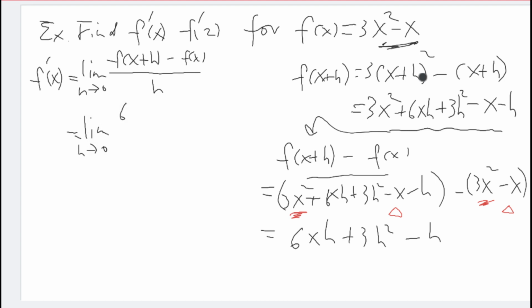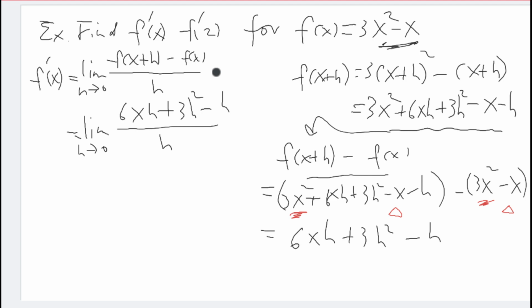So I'm going to then plug this into the limit expression on the top of the fraction. So I have 6xh plus 3h squared minus h, divided by h. You can see the advantage of doing the algebraic dirty work on the side. So the main work here looks clean, simple. Otherwise, it can be very messy.